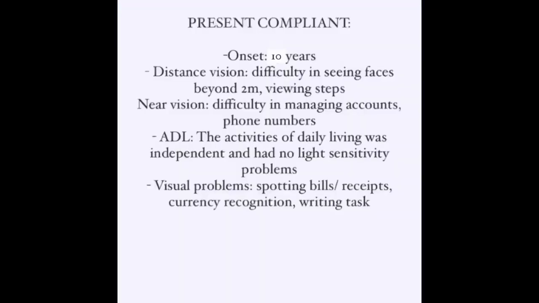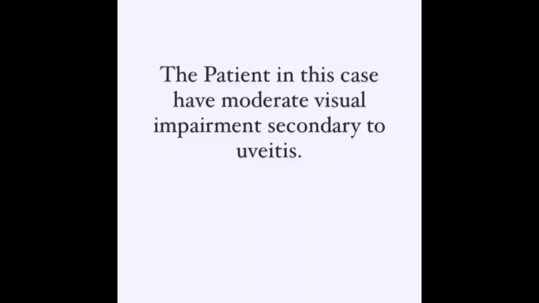Present complaints: onset 10 years. Distance vision: difficulty in seeing faces beyond 2 meters, and on weaving steps. Near vision: difficulty in managing accounts and phone numbers. ADL, the activities of daily living, was independent and he had no light sensitivity problems. Visual problems: spotting bills, receipts, currency, and writing tasks. The patient in this case has moderate visual impairment secondary to uveitis.